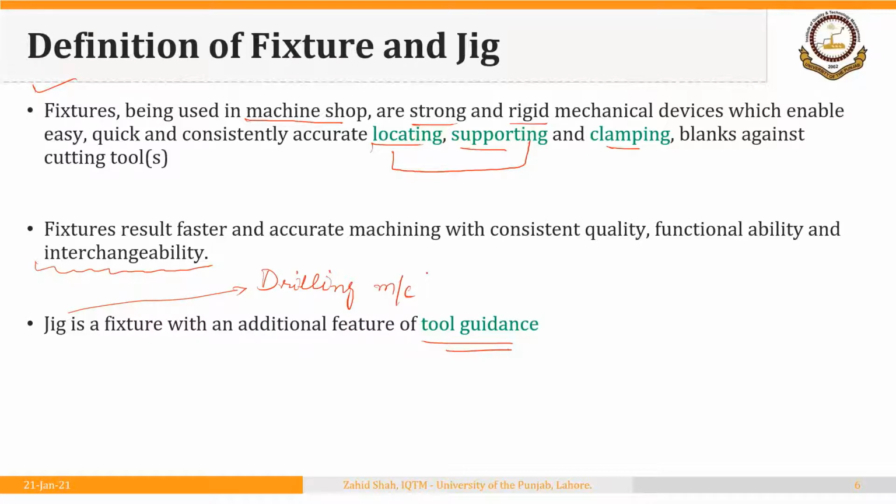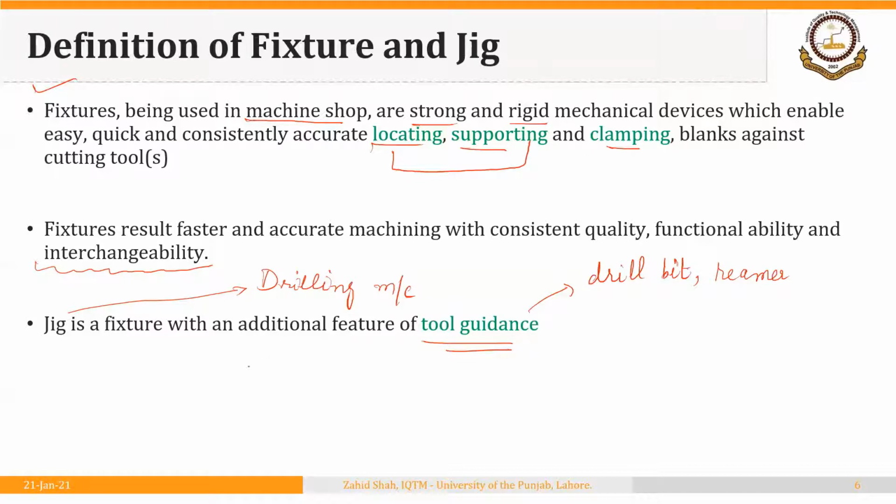And tool guidance here means guiding the drill bit for the most part, or sometimes reamer or tap if we are using it, on the required position on a part, right? So that is meant by tool guidance. So we are able to guide the drill bit at the exactly required point where we have to make a hole.